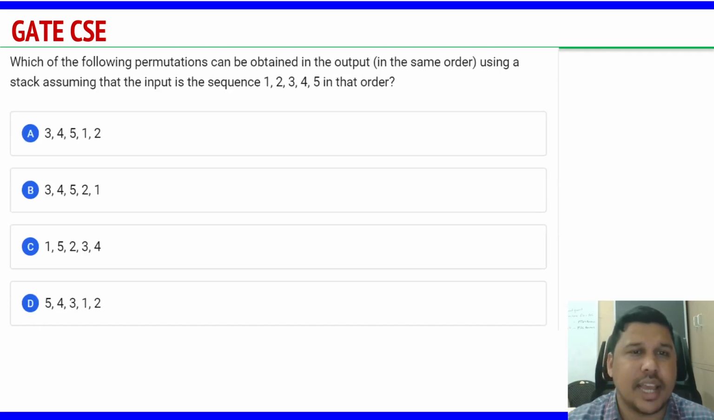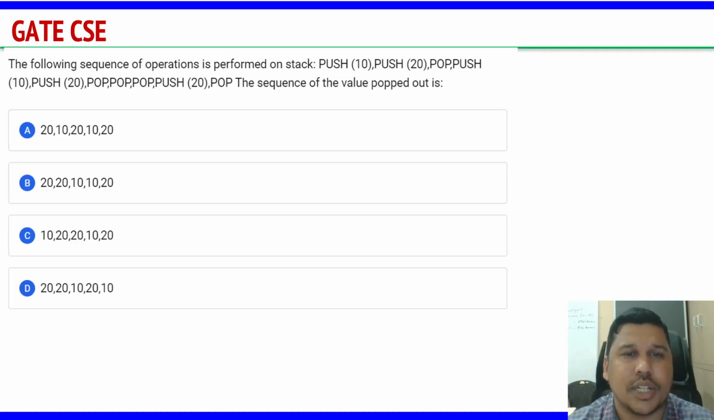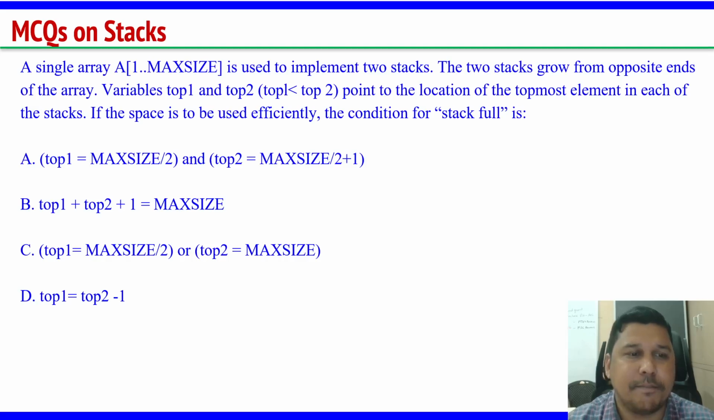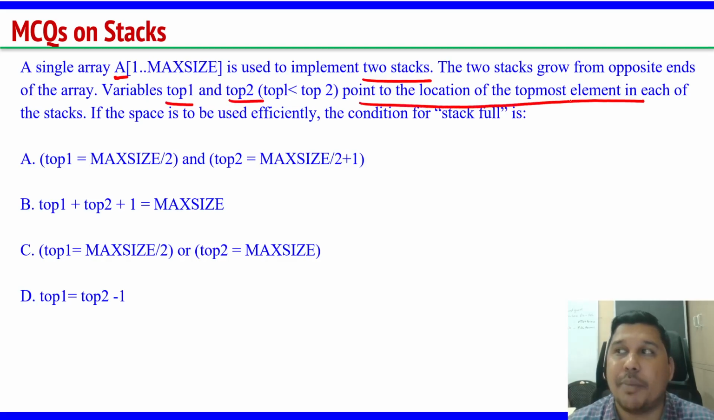Yes, we will see these questions again. Similar questions are there. Let's see this one question. A single array A is used to implement 2 stacks. The 2 stacks grow from opposite ends of the array. We have seen the implementation of two stacks in a single array, right? Variables top 1 and top 2 point to the location of the topmost element in each of the stacks. We use two variables, top 1 and top 2, right?